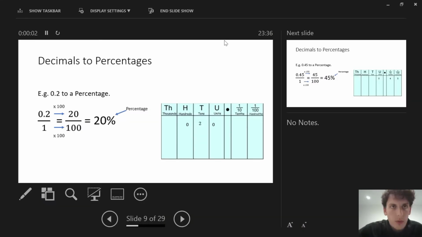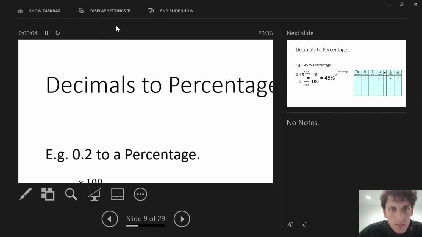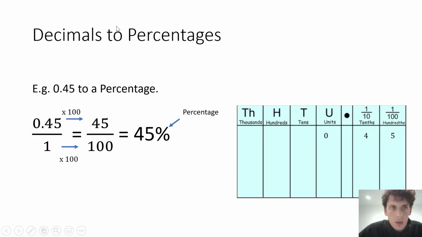Okay, we're going to go through another example now. This time it is 0.45. This time I want to convert 0.45 to a percentage. Now remember, what is a percentage? Percentage means out of 100. So if we want to convert our decimal to a percentage, we need to make it out of 100. So how do we get from 1 to 100? We times by 100. So what we're going to do is the same for the top. So we need to do 0.45 times 100, which equals 45.